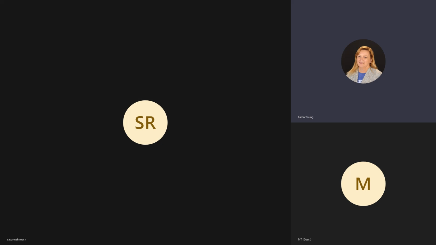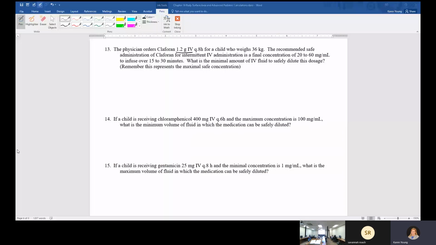Number 14, we have an order for 1.2 grams IV every 8 hours for a child who weighs 36 kilograms. The recommended safe administration for the intermittent IV administration is a final concentration of 20 to 60 milligrams per milliliter to infuse over 15 to 30 minutes.